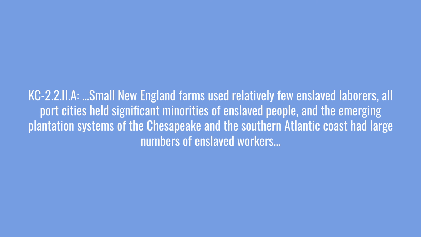The next part of the key concept is small New England farms used relatively few enslaved laborers. All port cities held significant minorities of enslaved people, and the plantation system of the Chesapeake and the southern Atlantic coast had large numbers of enslaved workers.